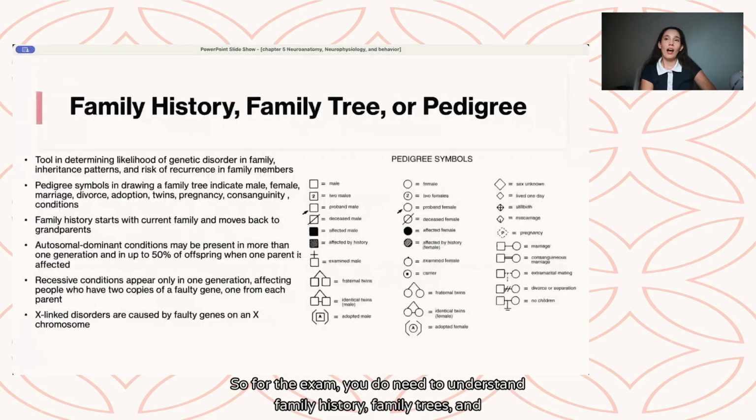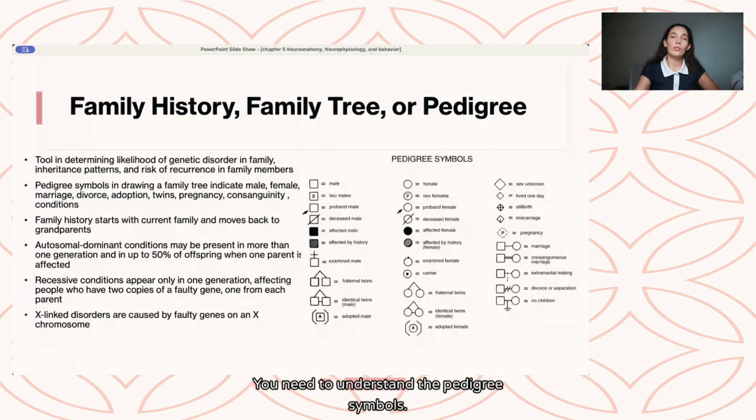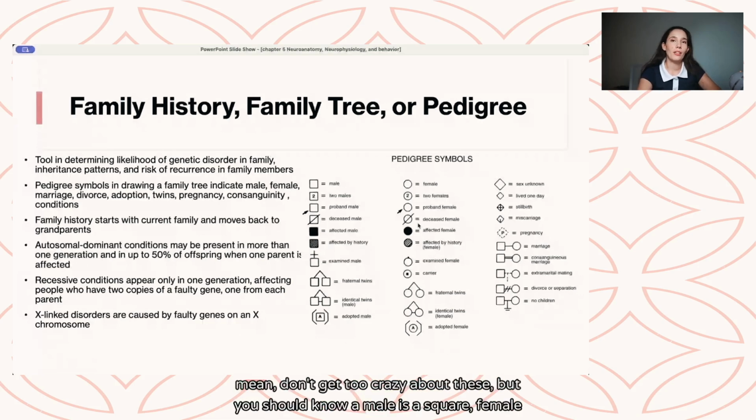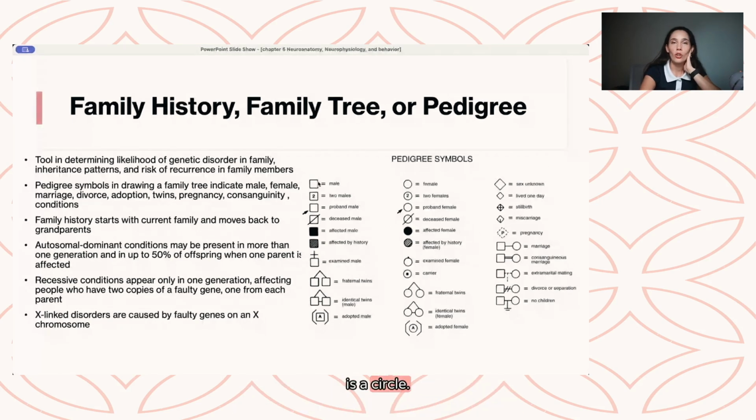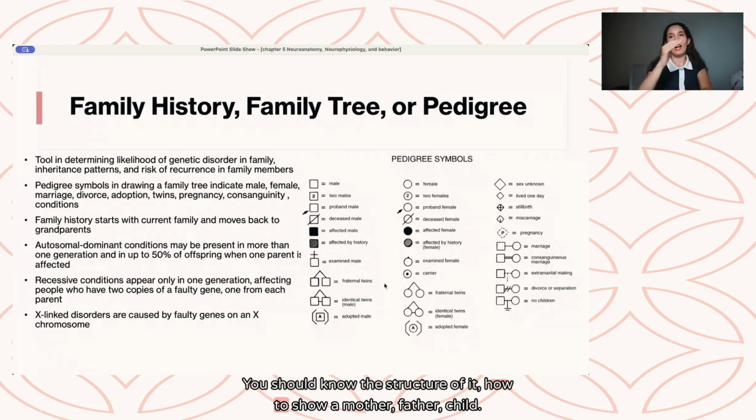So for the exam, you do need to understand family history, family trees, and pedigree. You need to understand the pedigree symbols. I mean, don't get too crazy about these, but you should know, like, a male is a square, female is a circle. You should know what twins look like. You should know the structure of it, how to show like a mother, father, child.